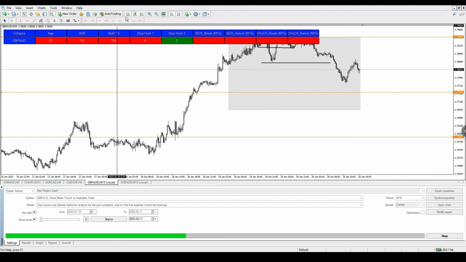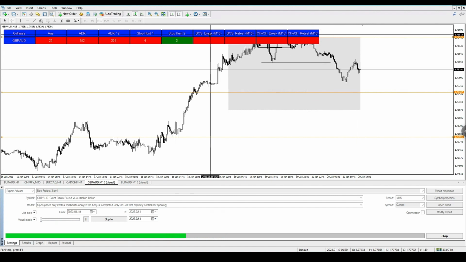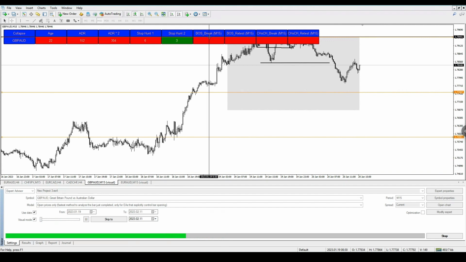The EA will also be able to take your trade entries like that if you do set it to take break of structures, retests of break of structures, change of characters, or retests of change of characters. Again, I use the break of structures, and mainly I use the 15-minute time frame. So I would suggest realistically sticking with that. Let's just move it a bit more forward and see what starts to happen here.